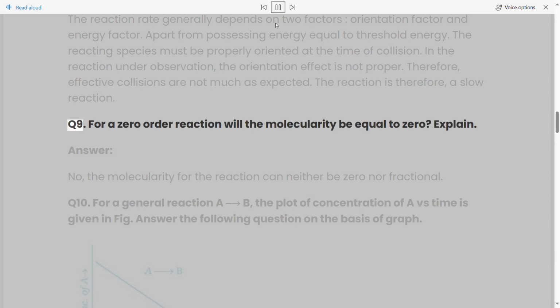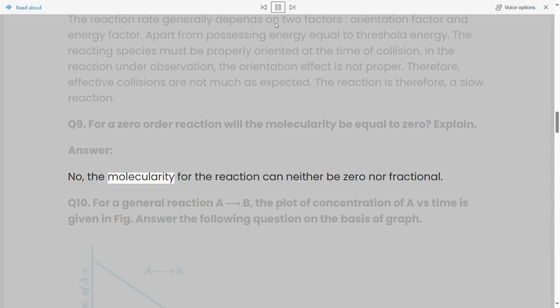Q9. For a zero-order reaction, will the molecularity be equal to 0? Explain. Answer. No, the molecularity for the reaction can neither be 0 nor fractional.